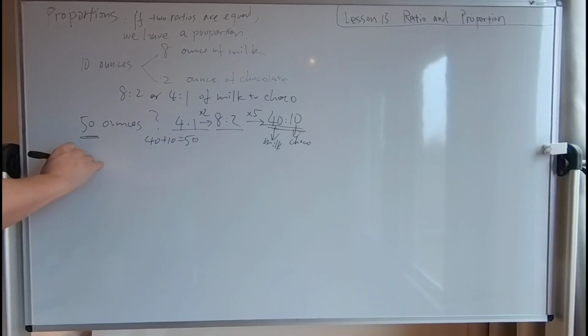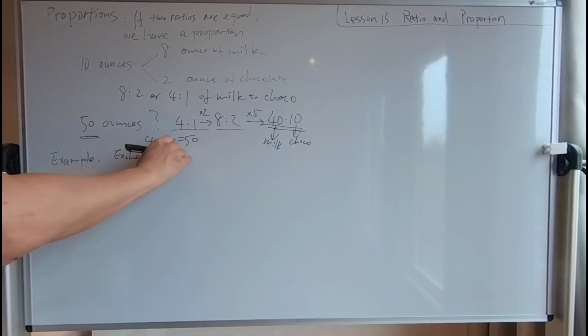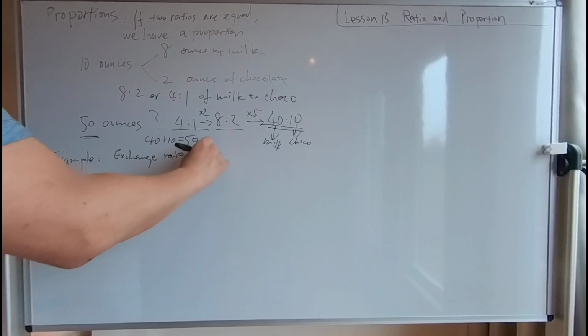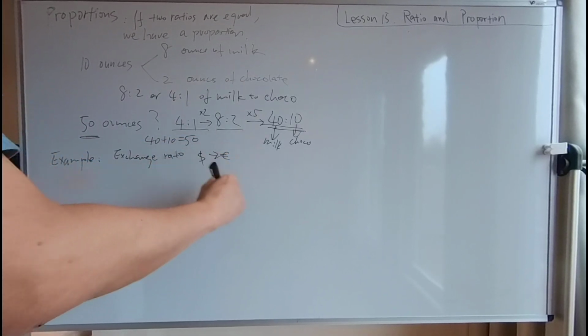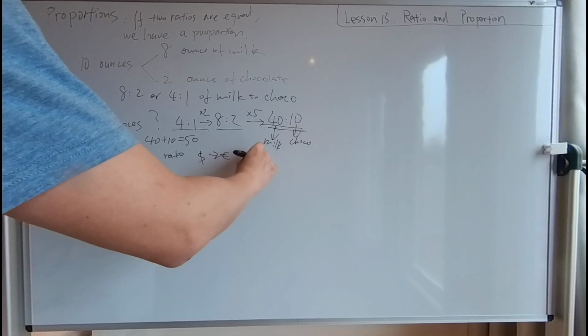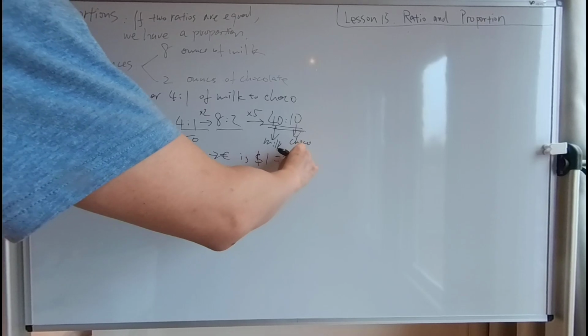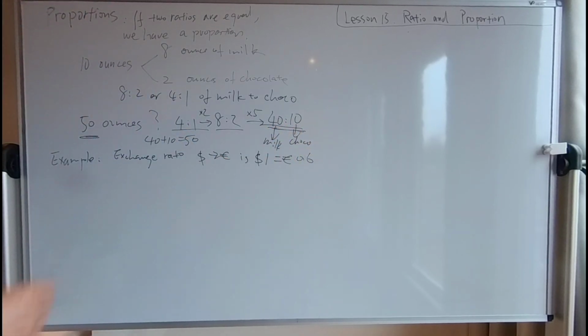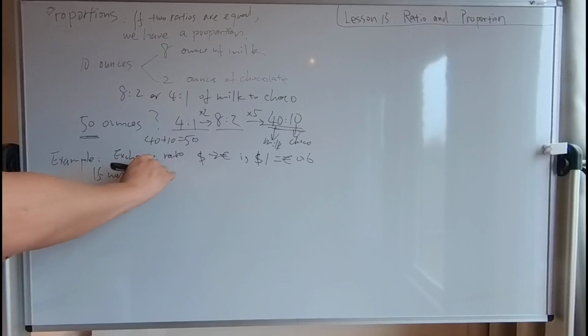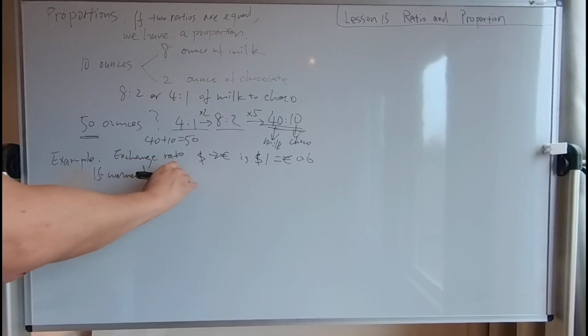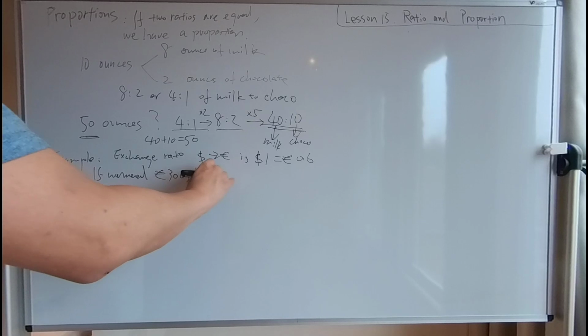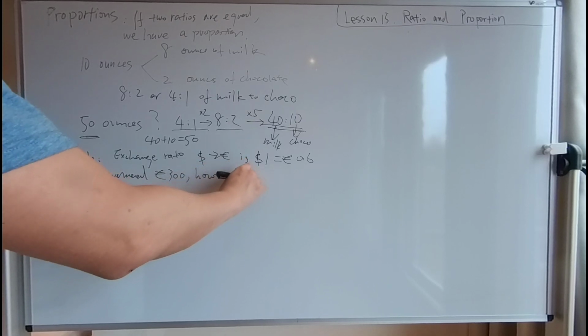So for example, if the exchange rate of dollar to euro is $1 equals 0.6 euro, then if we need 300 euro, how many dollars do I need to convert that?